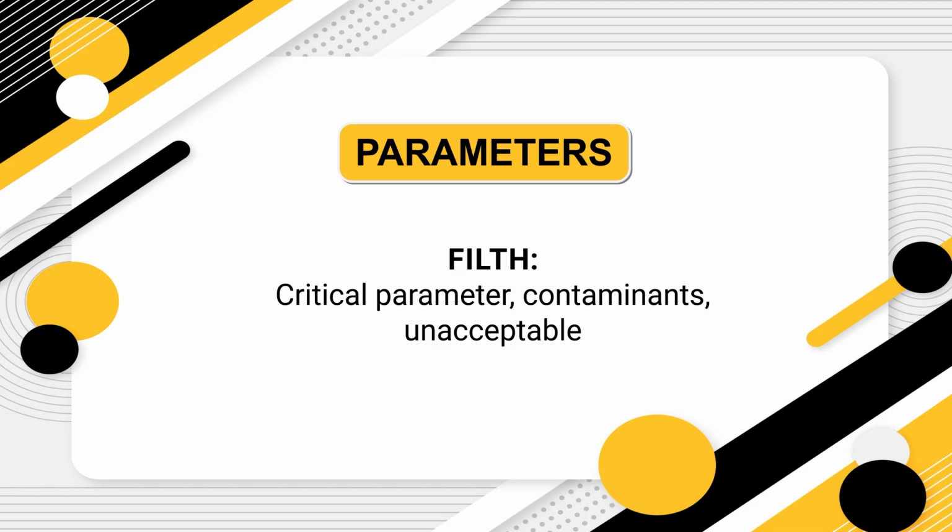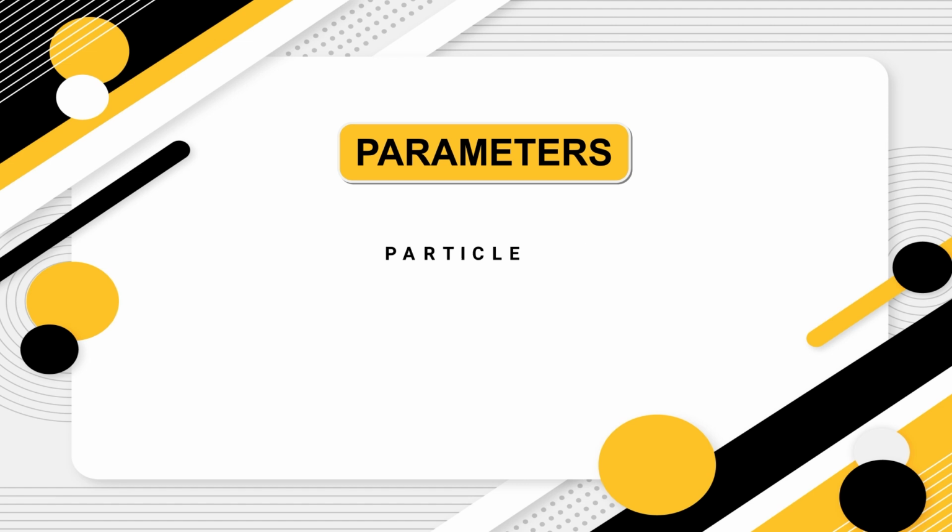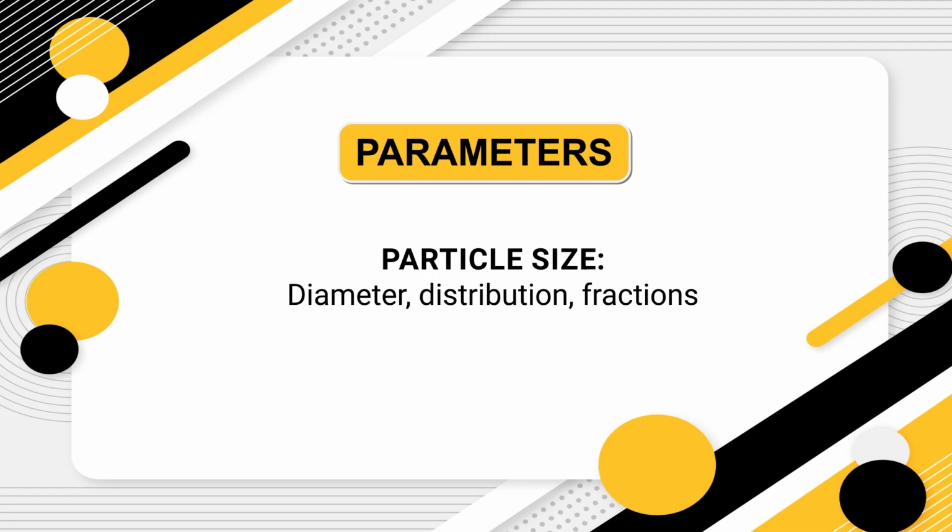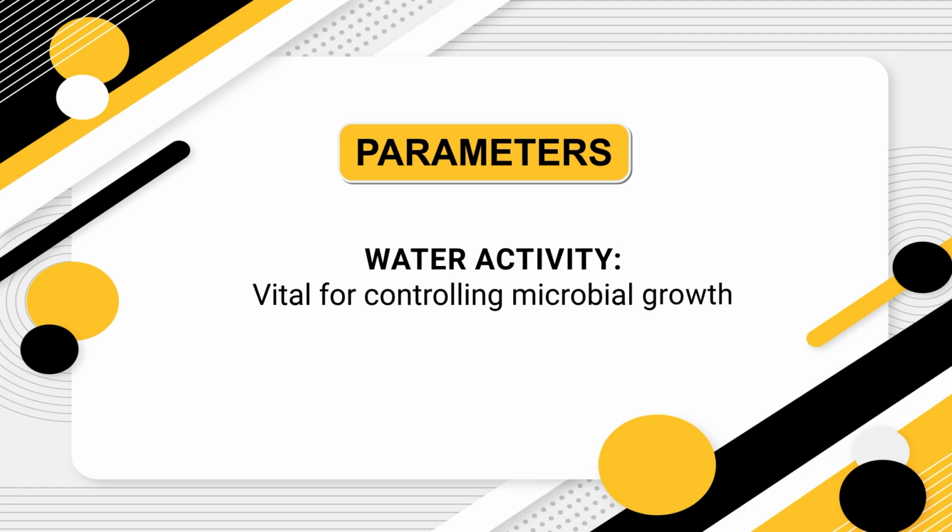We'll talk about filth, which is something undesirable. It is a critical parameter because of the contaminants, and it is completely unacceptable. We'll discuss particle size, diameter, distribution of particle size, and different fractions of particle size. We'll also talk about water activity, which is vital for controlling microbial growth. For example, products like pickles and products based on sugar syrups. For their longer shelf life, water activity is a very important parameter to take advantage of. So we'll go one by one.